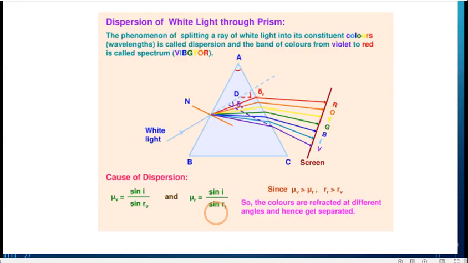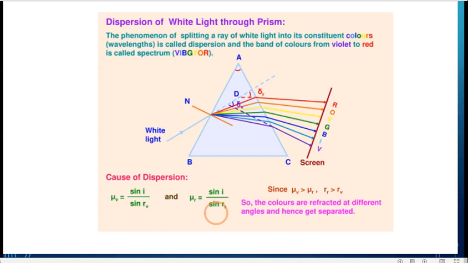The next concept is dispersion of white light through a prism. Now we all know the basic concept of dispersion. The phenomenon of splitting of a ray of white light into its 7 constituent colors is called dispersion. The color of light that we see depends upon the frequency of that ray or wave. The refractive index of a material also depends upon the frequency and increases with it.